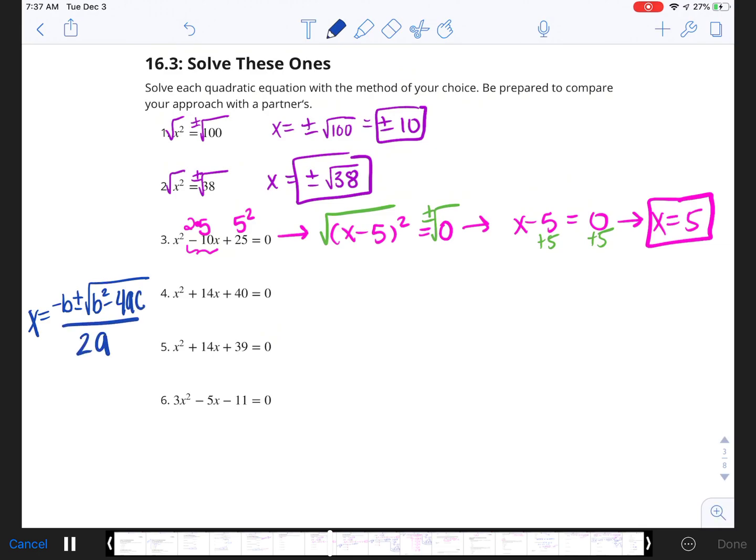times a. And so on this first one, our a is the number in front of x squared, b in front of x, and c is on the end. Notice it's already equal to 0. Okay, so it's important that it's equal to 0. Our a in this case is actually 1. So if you don't see a number in front of x squared, that's actually 1. My b here is 14, and my c is 40.